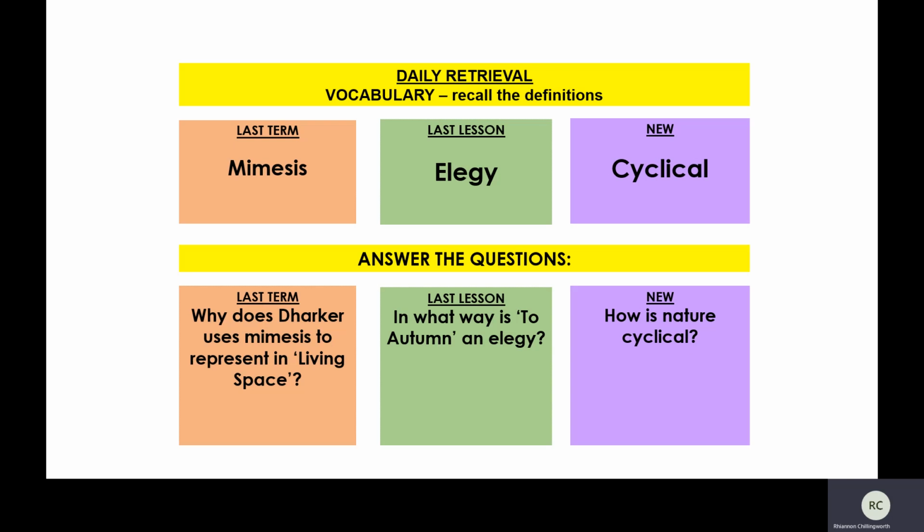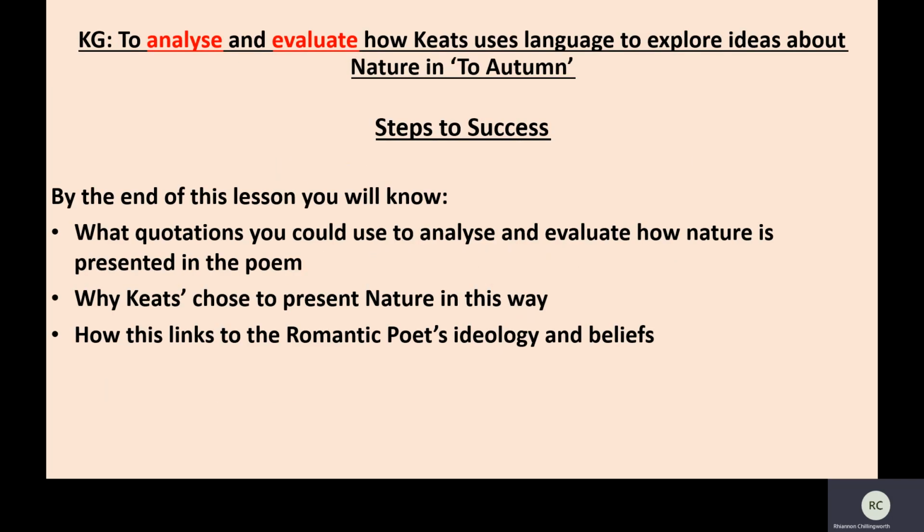So nature is cyclical because it goes in circles. You know, winter is not the end. Winter will go into spring, spring to summer, summer to autumn, autumn to winter, and then the whole thing begins again. And he is very much representing this cycle of life, cycle of the seasons in To Autumn.